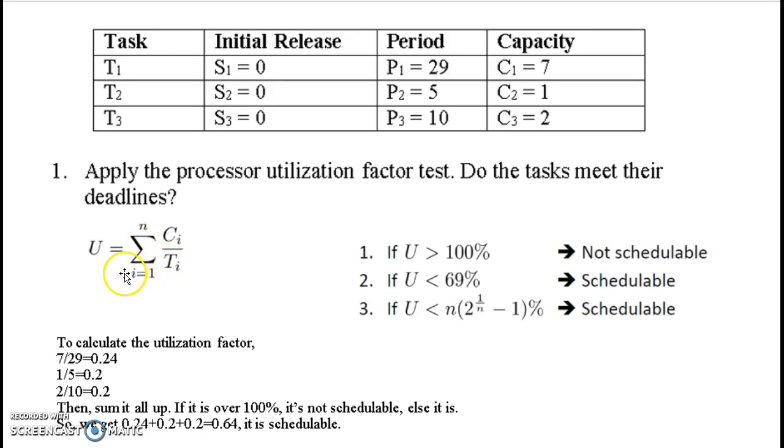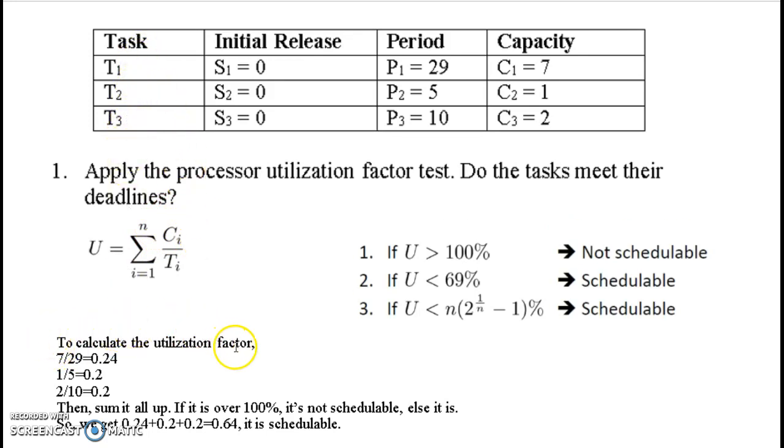i means it starts from which task. For here, it starts from T1, which means i equals 1. n means the last task. For here, it's 3. So you take the capacity, divide by the period, and you add up from the first task to the third task.